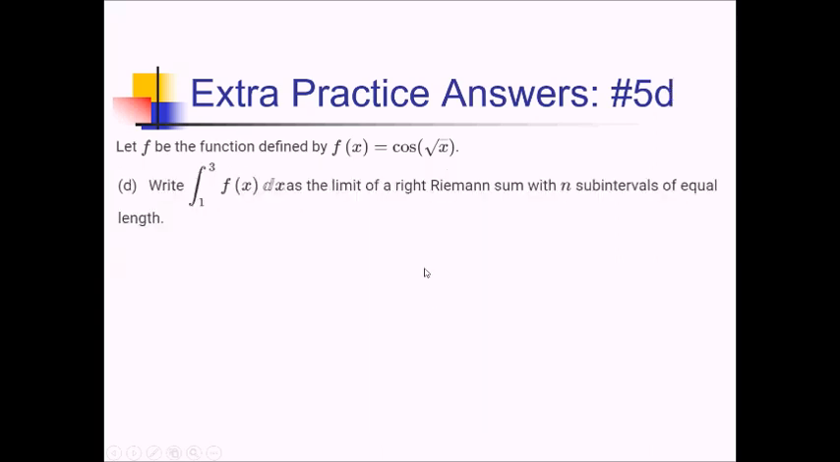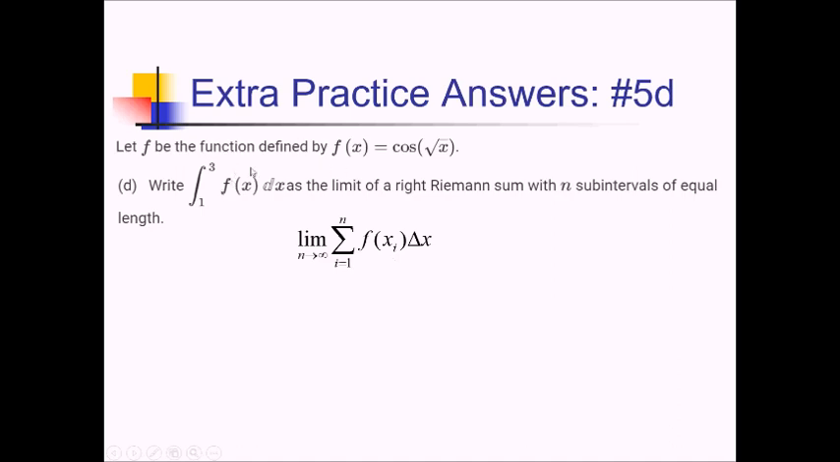On this last problem, kind of the final boss battle of this one, they ask us to write this integral as the limit of a right Riemann sum with n subintervals of equal length. So basically, all this means they want this in summation form. So we have the limit as n approaches infinity of the sum from i equals 1 to n of f of x sub i times delta x. This is just one of those that you hopefully remember and write a whole bunch of times. This basically is taking the place of our integral.